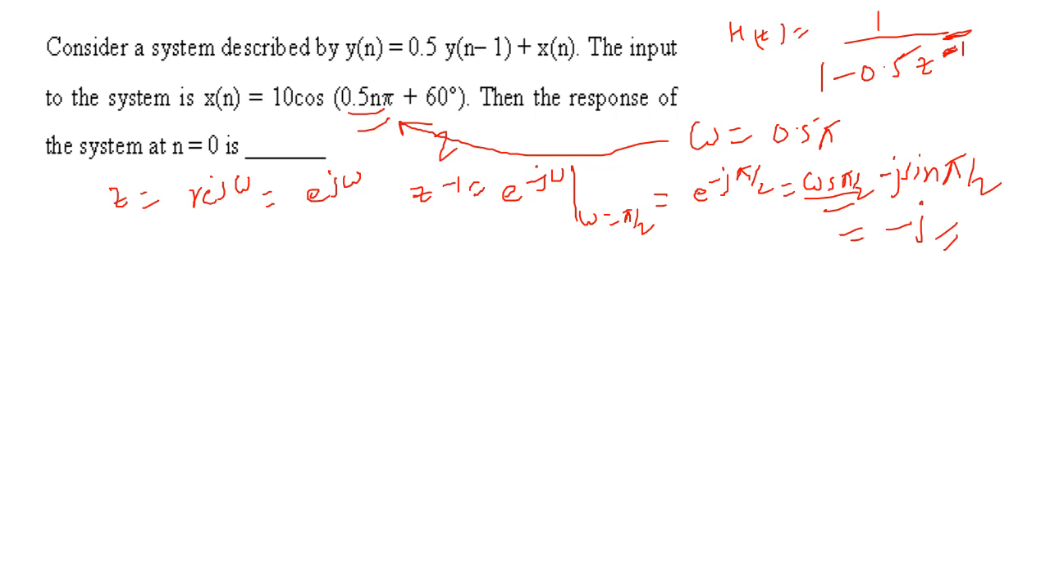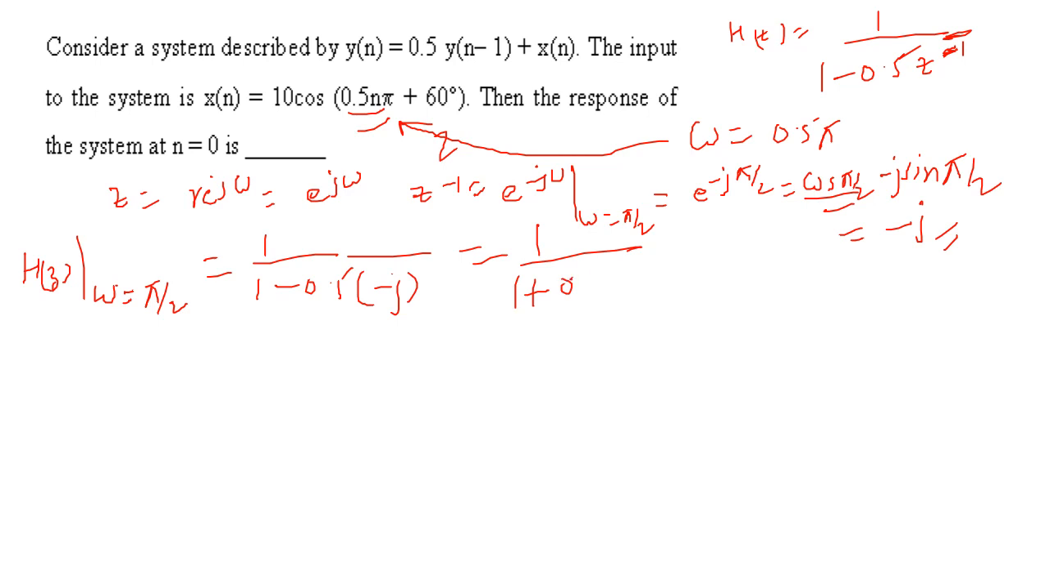Now H(z) at omega equals pi by 2 we have to write. That is going to be equal to 1 over 1 minus 0.5 into, now that we have the z inverse value, minus j. Simply put this value here. Now we get 1 over 1 plus 0.5j. Now you have the value at pi by 2.